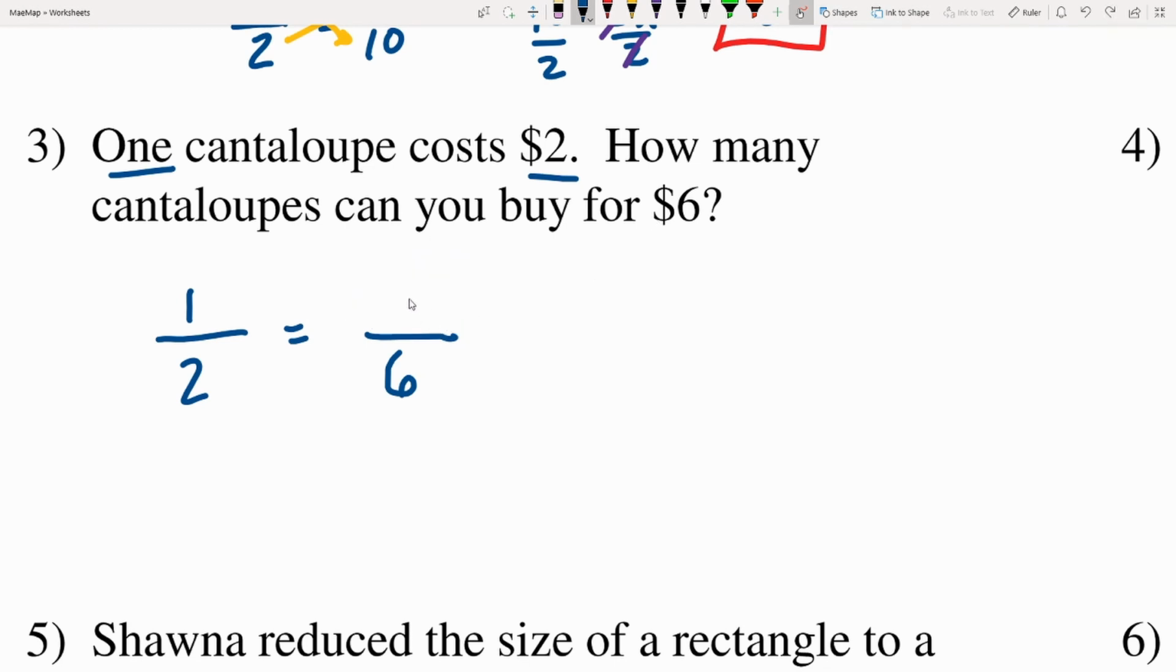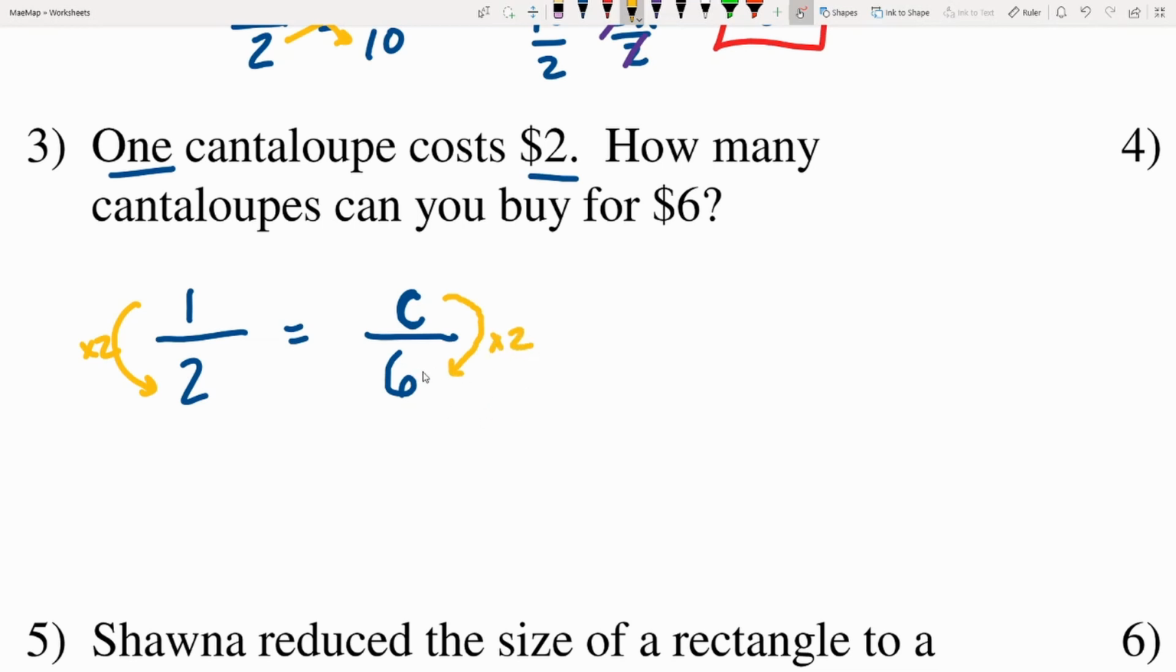So I'll call this variable C this time. Let's think about number 3 slightly differently than we did number 2. 1/2 is a fraction. How can we make 1/2 equivalent to something over 6? Well, we know that to go from 1 to 2, we multiply by 2. So we're going to have to do the same from the numerator to get to the denominator.